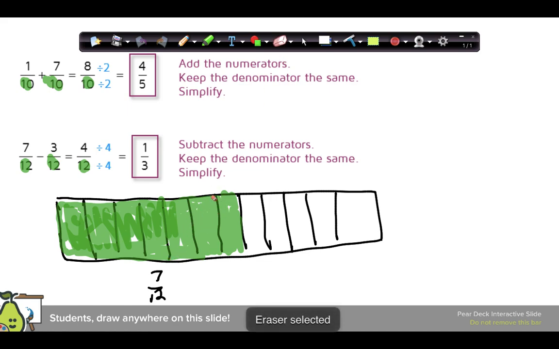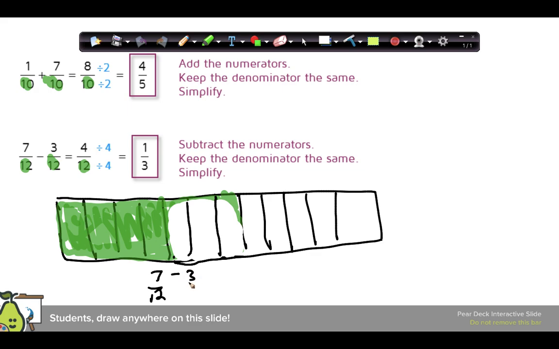And now I'm going to subtract away 3 of those 12s by just going to the eraser tool. There's 1, 2, 3. So I just subtracted 3 of those. The empty spot is still there, but now we have 4 out of 12. 7/12 minus 3 of those 12s is 4/12. And if we want to see how that simplifies to 1/3, we can see it this way.